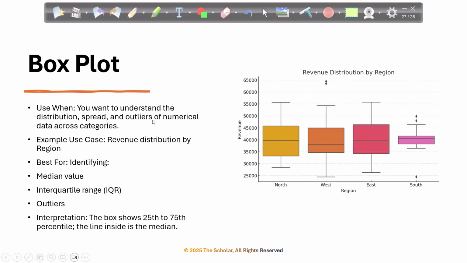So that is again one plot which you can use with category and number or only number as well. We can use it for univariate analysis as well, only number, right? So box plot can be used for univariate or bivariate. Univariate only number, or bivariate one number and one category.